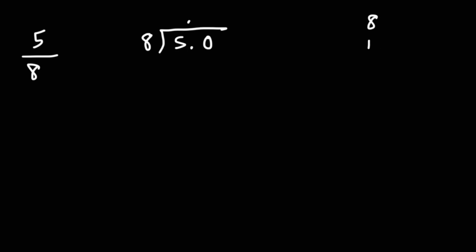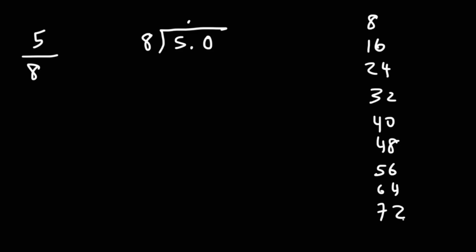Well, let's write down the multiples of 8. We got 8, 16, 24, 32, 40, 48, 56, 64, 72. 80 will be 8 times 10. We don't really need to go that far. All we need is the first 9 multiples of 8. And we can do almost any long division problem with 8.